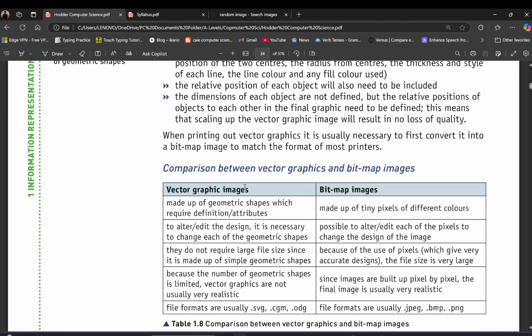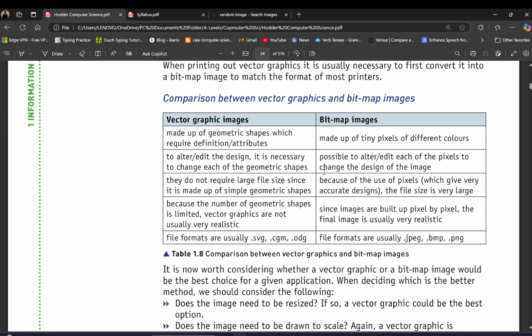But if I had to get into more detail, here is a comparison we could understand. Vector graphics are made up of geometric shapes which require definitions and attributes. Bitmap images are made up of tiny pixels of different colors. Geometric shapes can be changed, so it's easy to alter the design. It is also possible to alter the design in bitmap images, but you need to be some form of specialist or a very professional, expert user in Photoshop. File sizes are low in vector graphics. File sizes are high in bitmap images.